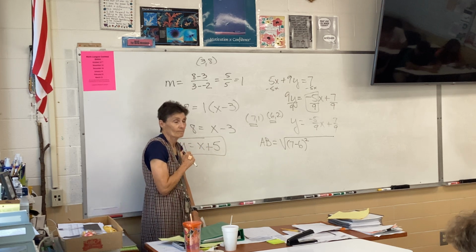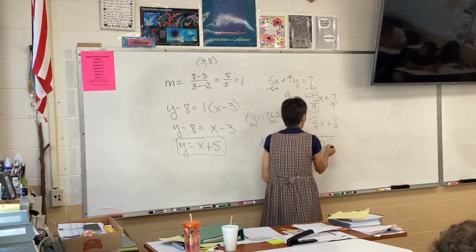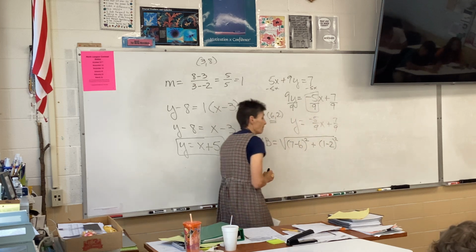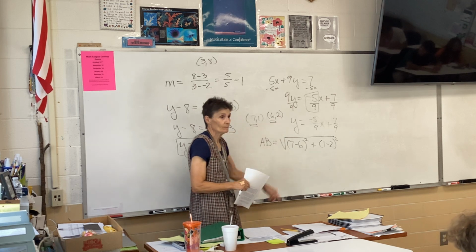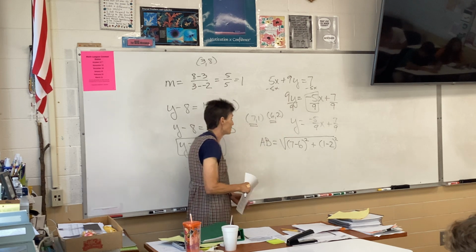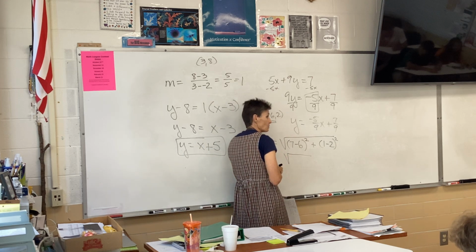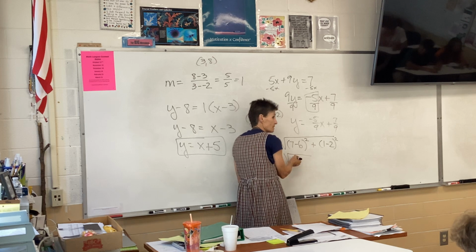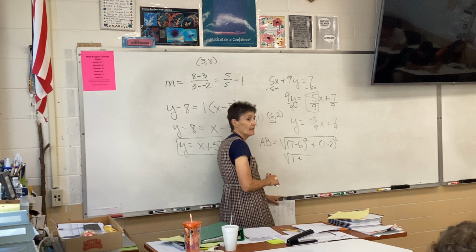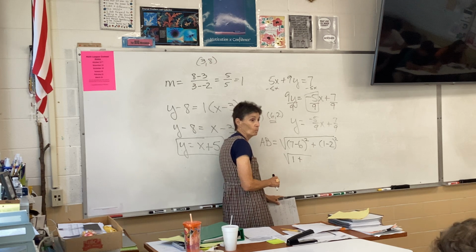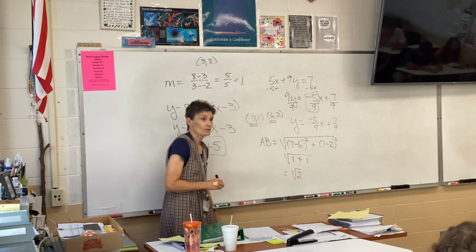We'll square it. Plus 1 minus 2. All right, what's 7 minus 6? Come on, we can do that without a calculator. That's 1. Squared is 1. What's 1 minus 2? -1. Squared is 1. So it looks like our answer is just the square root of 2.